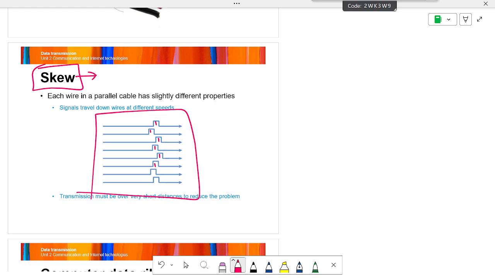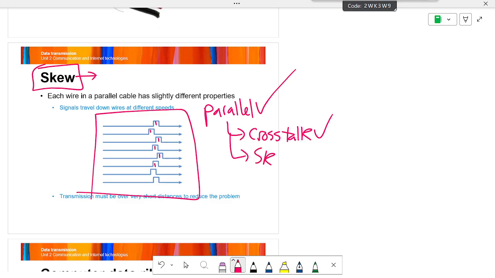How do I know that this is parallel? There's multiple things. Parallel has two problems. One is called crosstalk, right? So in your notes, make sure you understand crosstalk. The other problem is called skew. Now we're talking about skew. What is skew?